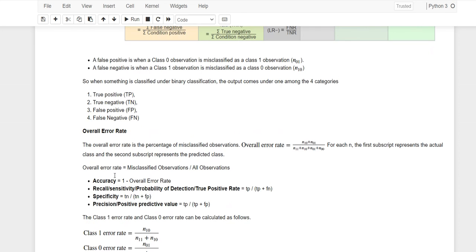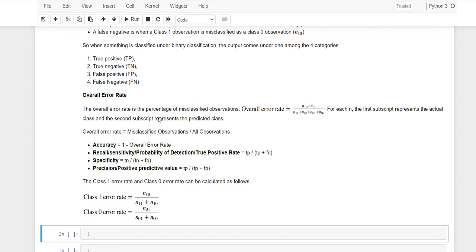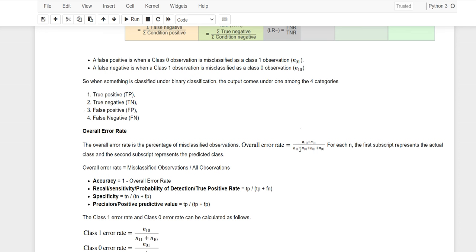So what is the overall error rate? Well, it's the percentage of misclassified observations. Simply put, it's the misclassified observations divided by all the observations. To determine the overall error rate, you have the following formula: N10 plus N01 divided by the sum of N11 plus N10 plus N01 plus N00. Simply put, it is your false positives plus your false negatives divided by all your observations.